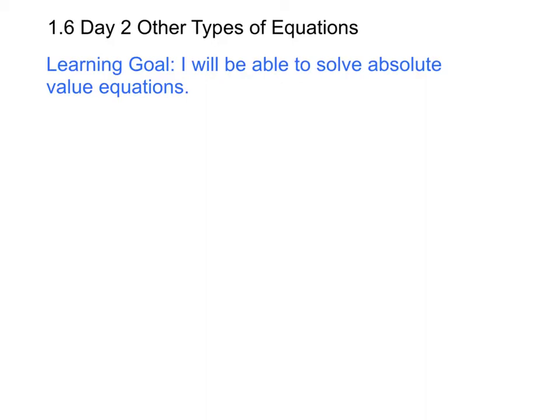To review, absolute value means how far a number is away from 0. So since there are two sides of 0, a negative and a positive, you will always have two possible choices as your answer.